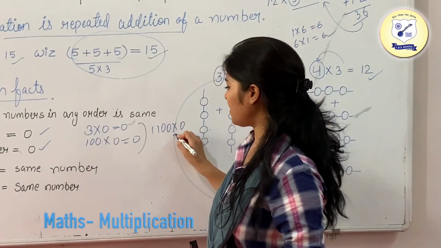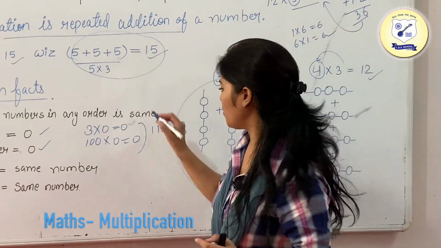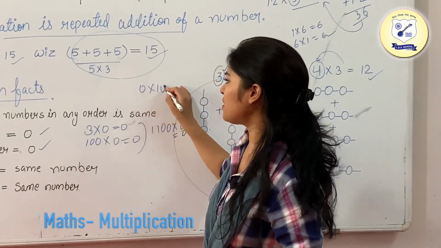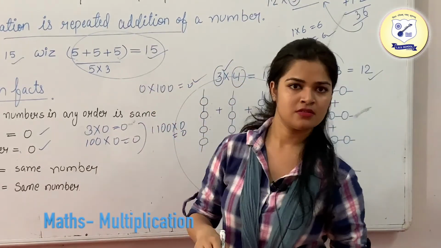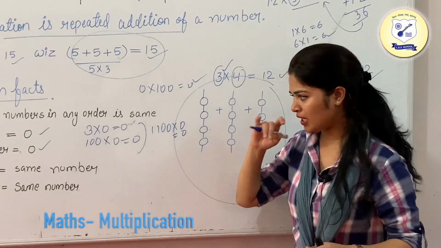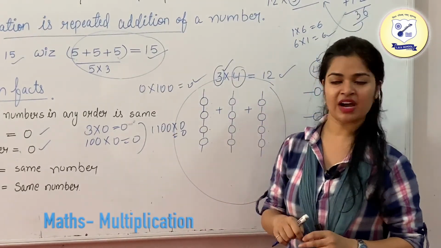If you are multiplying that with 0, again what you will get is 0. If you are multiplying 0 with any number, again your answer is going to be 0. Okay. Now we'll move to the third fact, which is number multiplied by 1 is the same number.